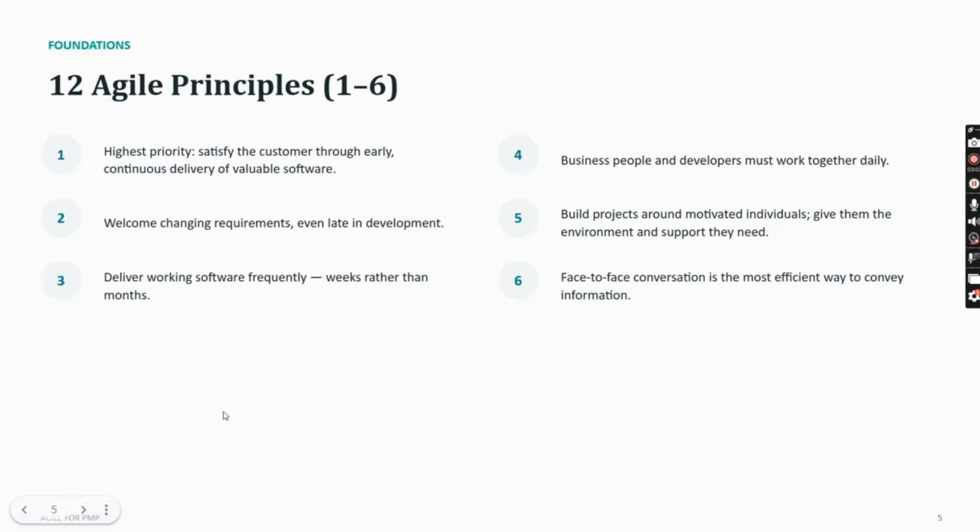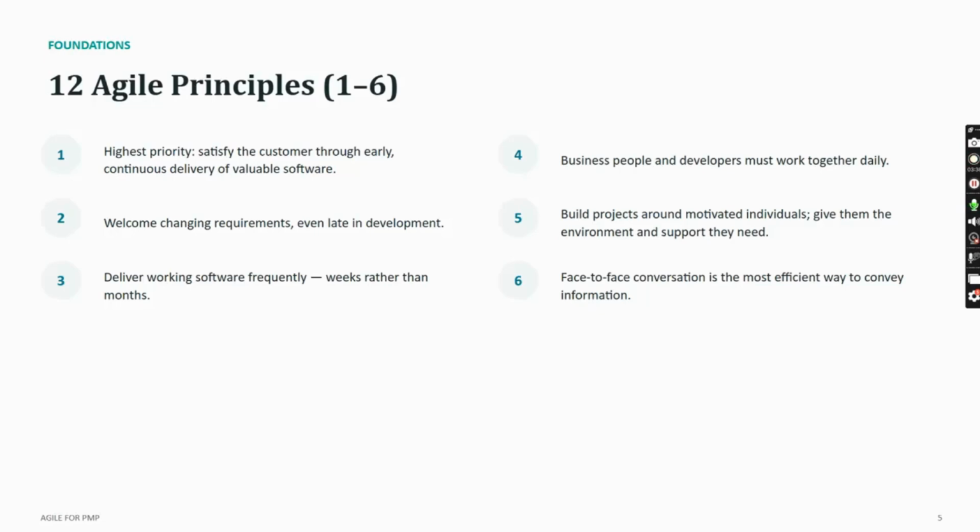The 12 agile principles. Highest priority: satisfy the customer through early, continuous delivery of valuable software. Welcoming changing requirements even late in development. Delivering working software frequently, weeks rather than months. Actually, the agile cycles depend upon the organization. Some will have 2 weeks, some will have 3 weeks, some will have 4 to 6 weeks. It completely depends upon the process that the organization is going to follow. Then comes business people and developers must work together daily to understand the business core value we are going to develop and deliver.